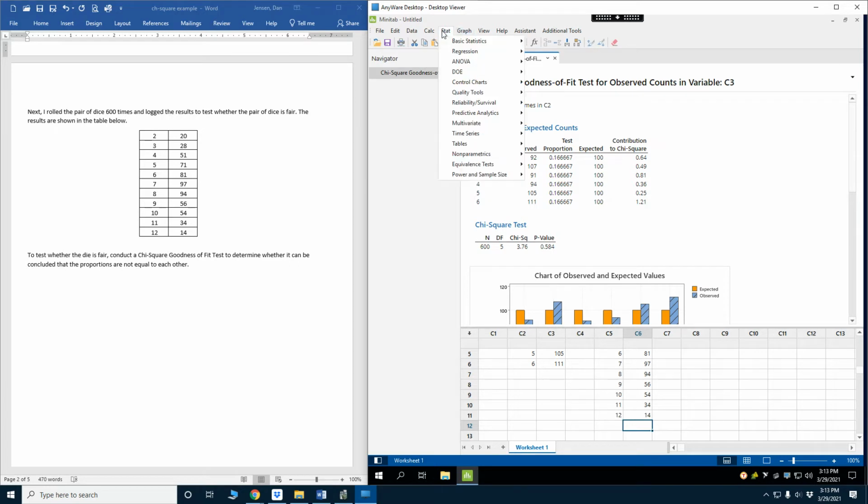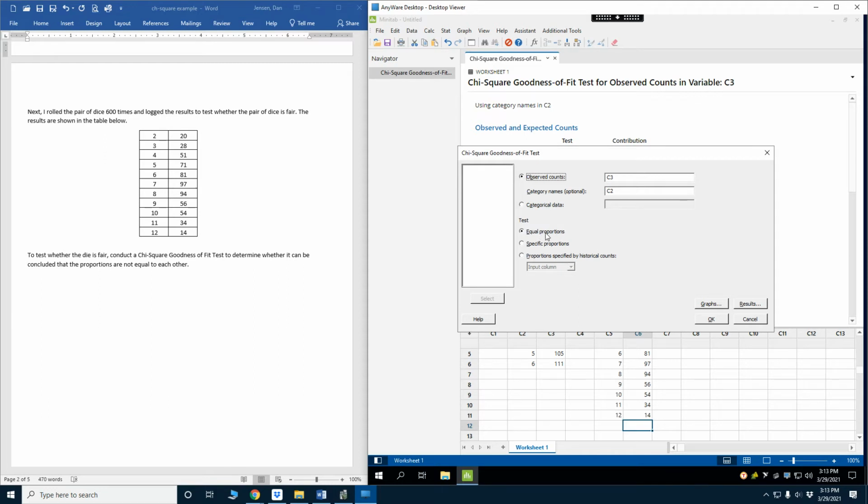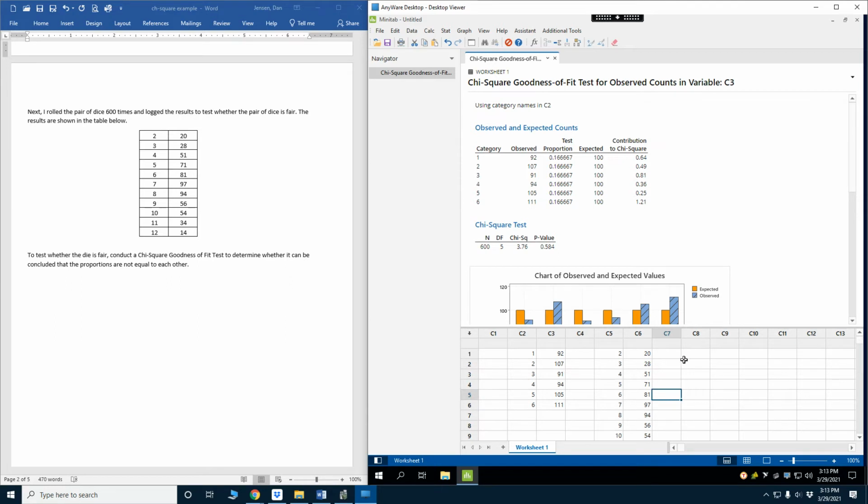Now, if I go back to stat, tables, chi-square goodness of fit test, I can't use equal proportions because if I roll 2 dice, remember, I'm more likely to get a sum of 7 than I am a sum of 5. So I'm going to use specific proportions. But now I need to tell Minitab in which column I put those specific proportions. Okay. Now, I need to calculate these. 1 out of 36, 2 out of 36, and so on. But if I type 1 out of 36 here, Minitab is going to actually give me a date.